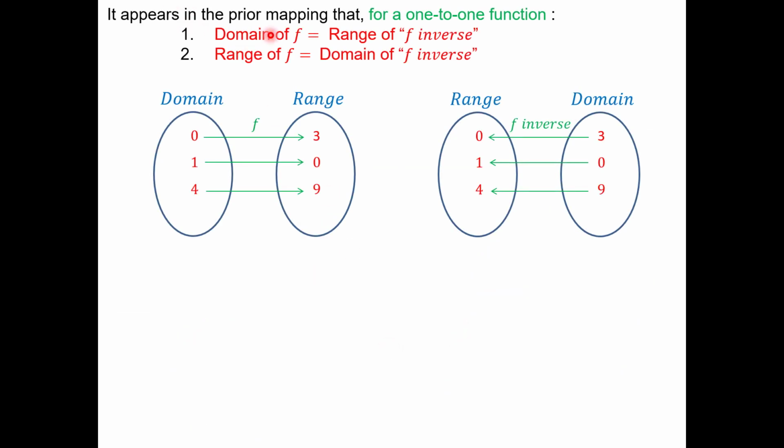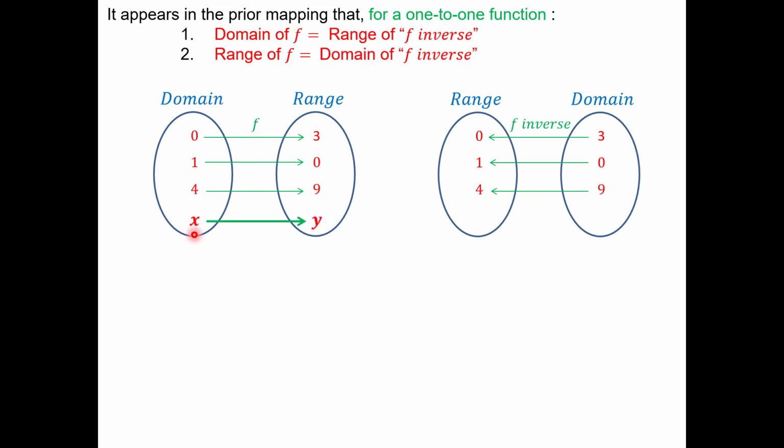So it appears in the prior mapping that for a 1-to-1 function, the domain of the original function f is the range of the inverse function. And the range of the original function is the domain of the inverse function. Okay, so everything switches. If you just remember that things swap, they become the opposite, that's the whole idea here. What used to be the input, the domain, is now the range. What used to be the output, or the range, is now the input, the domain, when we're talking about the inverse function, when we're trying to go backwards.